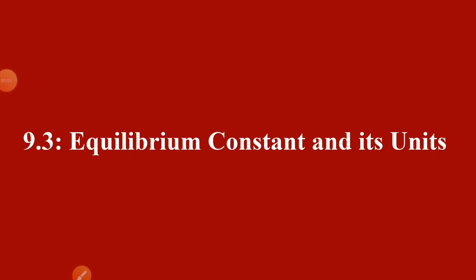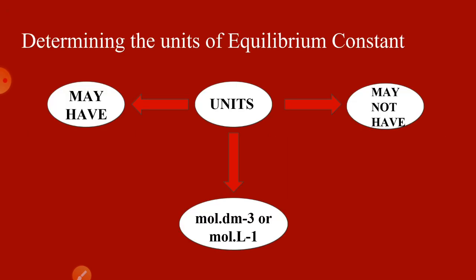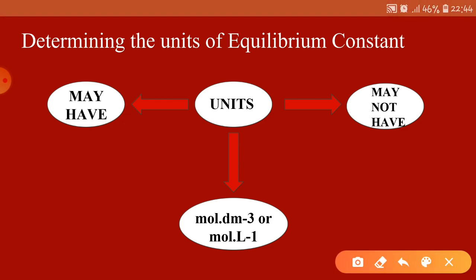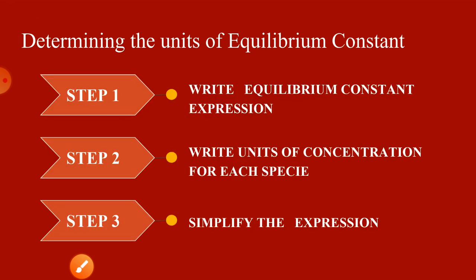Now moving towards our next topic, that is the equilibrium constant and its units. Equilibrium constant may have a unit or may not have units. That depends on the concentration terms that are derived from a balanced chemical equation. If equilibrium constant has units, then those units are expressed in mole per decimeter cube or mole per liter.